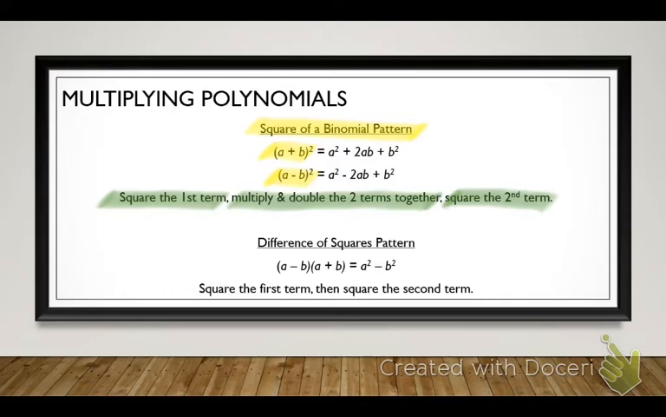Then you have something called the difference of squares pattern. In this pattern, you will have an addition and a subtraction binomial that is the same exact number. It's just one is addition and one is subtraction. When that happens, you can square the first term, square the second term, and subtract them from each other. And that's it. That's going to be your answer.